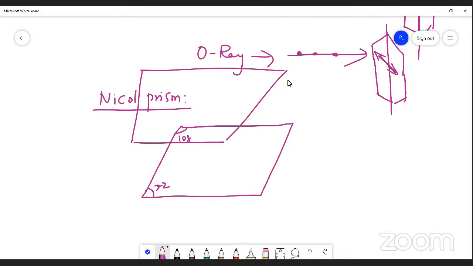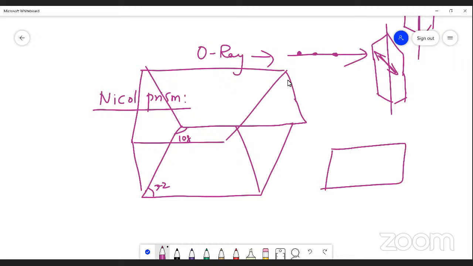This is the real face of the crystal. It has six parallelograms. This one is a parallelogram, and this is another parallelogram, and another, and this face also.